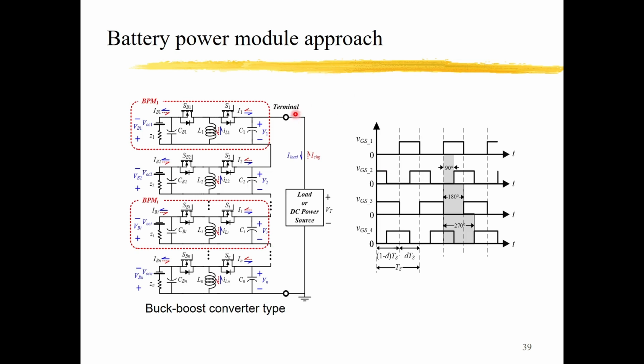Okay, this is the final category. In this category, we want to control the charging or discharging of the batteries. This is called the battery power module method. And in this method, every battery is connected with one converter. Okay, there is one converter connected to each battery. These are buck boost converters, and they are bidirectional. So the battery pack can be connected to the load or to a charging source.